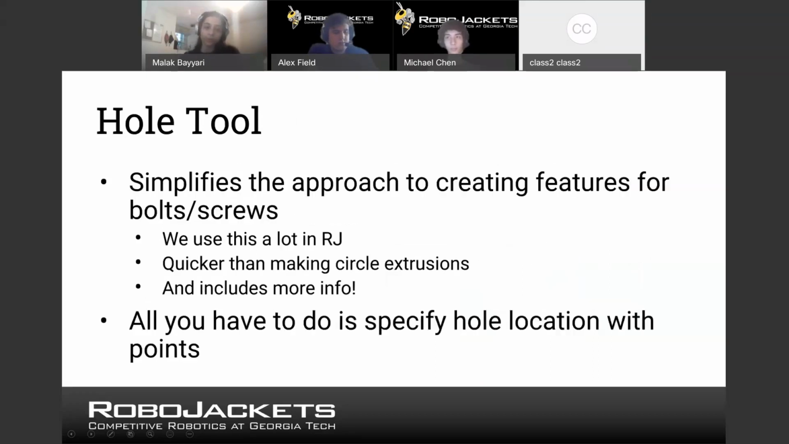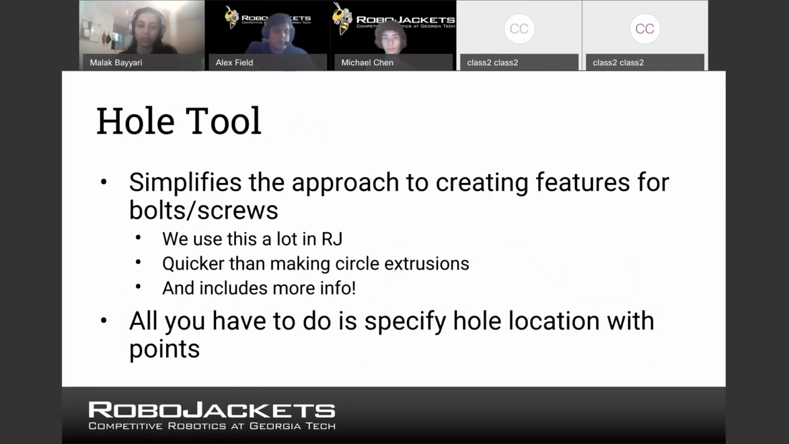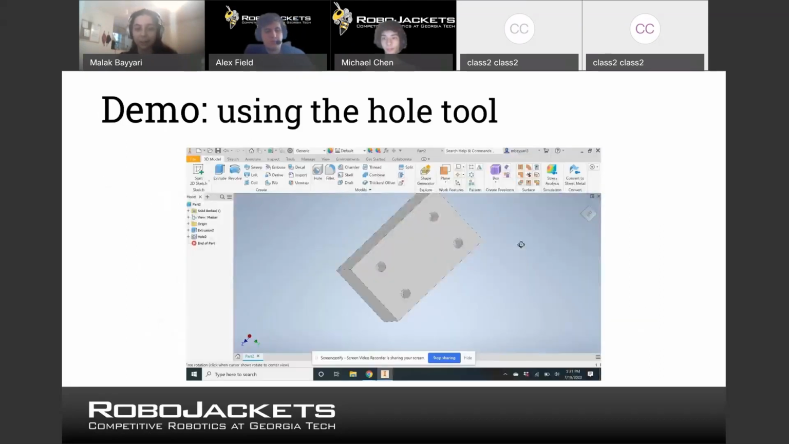The hole tool. As I mentioned before, we use these a lot when CADing. In RoboJackets as well, we use these all the time. I use the hole tool like no other. It's so much faster than making circle extrusions, and you can really specify all of your information about that hole in there, such as what bit you're going to use and the depth of it. So they're really helpful.